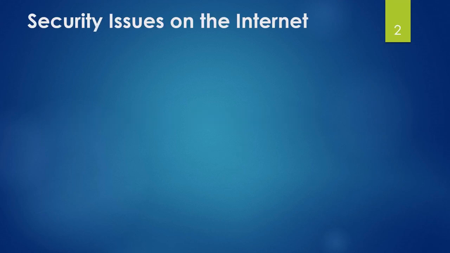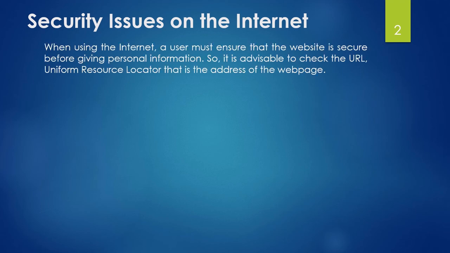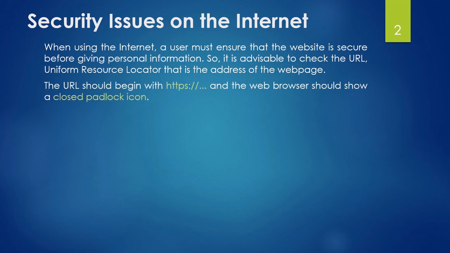Security aspects. So we are going to see about the security issues on the internet. When using the internet, a user must ensure that the website is secure before giving personal information. So it is advisable to check the URL, that is a uniform resource locator, that is the address of the web page. The URL should begin with https:// and the web browser should show a closed padlock icon. This protocol is of a secure website due to the S in HTTP.